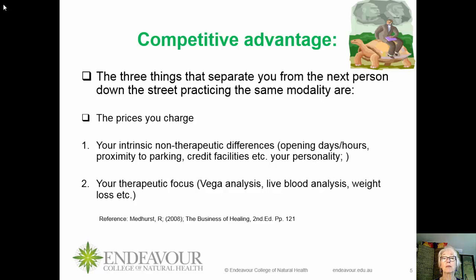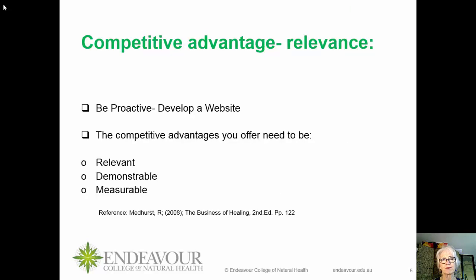Or it may be simply your therapeutic focus. So offering a Vega analysis, offering live blood analysis, offering weight loss, offering quit smoking, offering fertility treatments, as we talked about before, offering arthritis treatments, etc., etc. And so, as we said before, that might be high in a person's consciousness, a particular issue, and they see that you're treating that, they're going to go to you first, rather than somebody who just is offering a more generalised treatment regime.